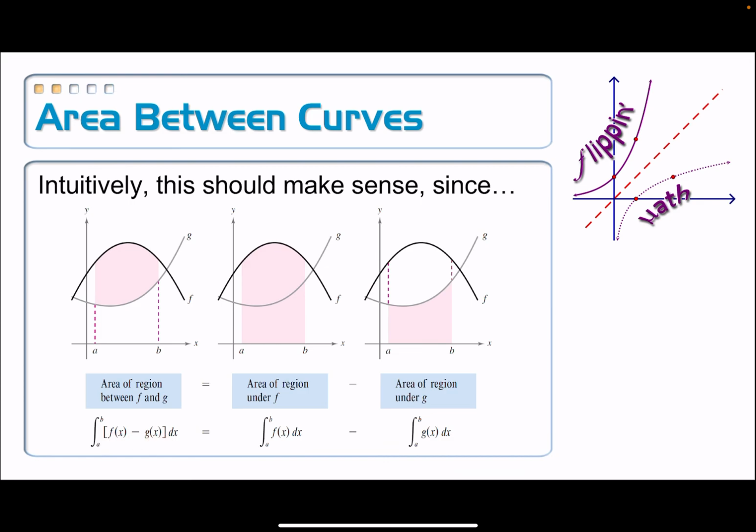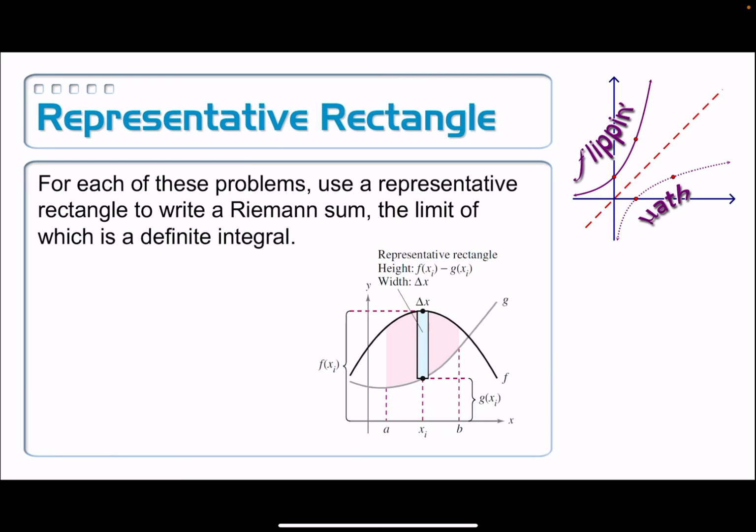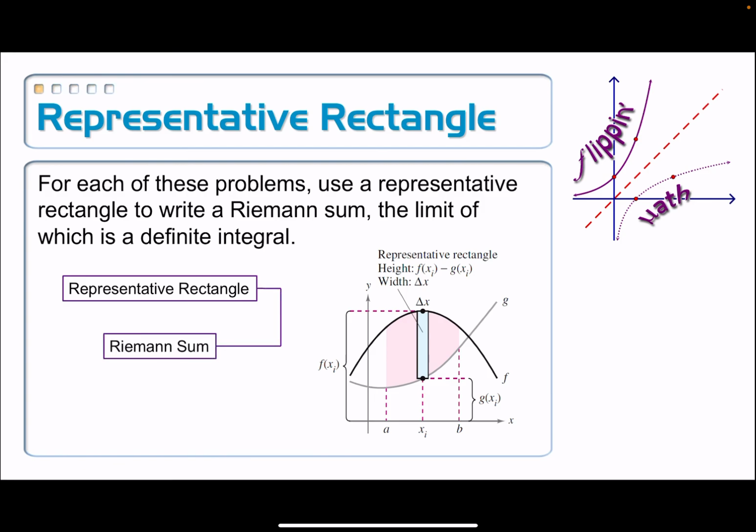Okay, I'm going to make a suggestion, some pro tips for you in setting up each of these problems, and that is to draw in a representative rectangle. Maybe sketch a little graph and draw in a representative rectangle like we have here. It's just one of them; you don't have to draw in all of them. Just draw in one of these little rectangles with a height, your height being the top function minus the bottom function, and then we have our width there. Then you're going to turn that into a Riemann sum, and take the limit as n approaches infinity to turn it into a definite integral.